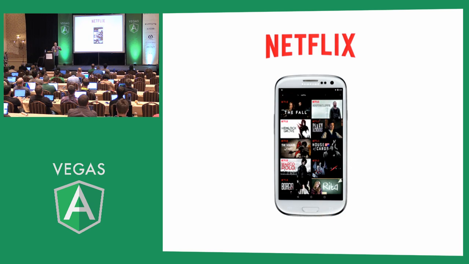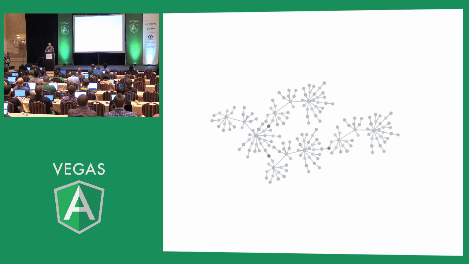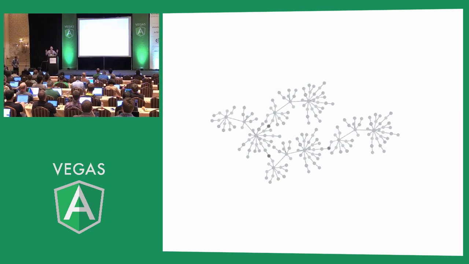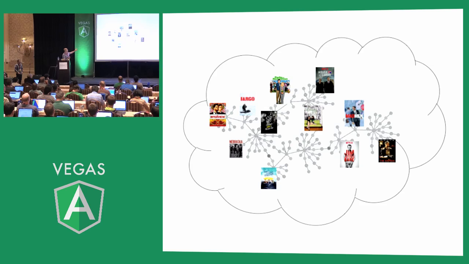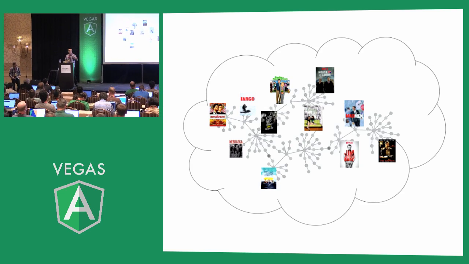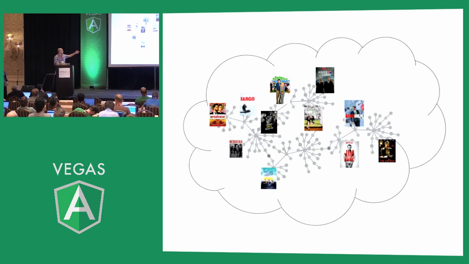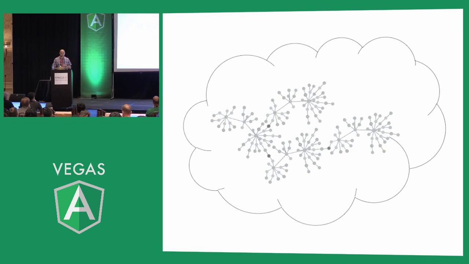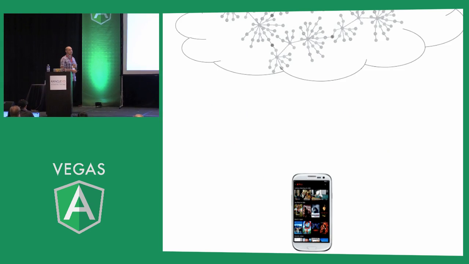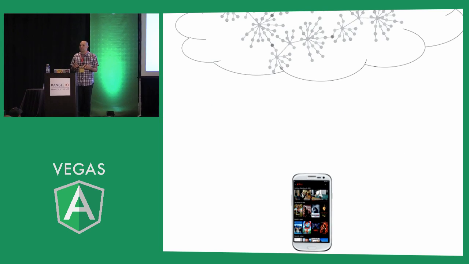If you were to visualize the Netflix domain model, it would be like one big graph out there on the cloud where you've got all these titles that are related to each other. Mad Men might be related to Breaking Bad, which might be related to Jim Jeffries, and so on and so forth. So let's take a look at what it would look like to apply MVC to the Netflix UI.